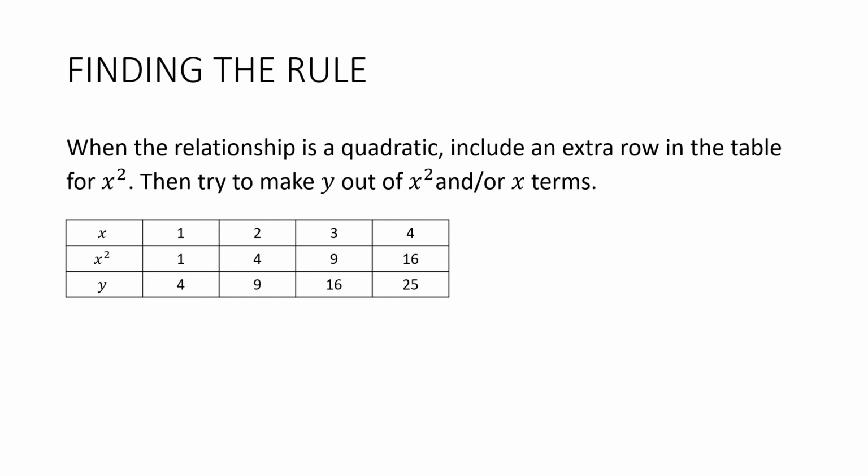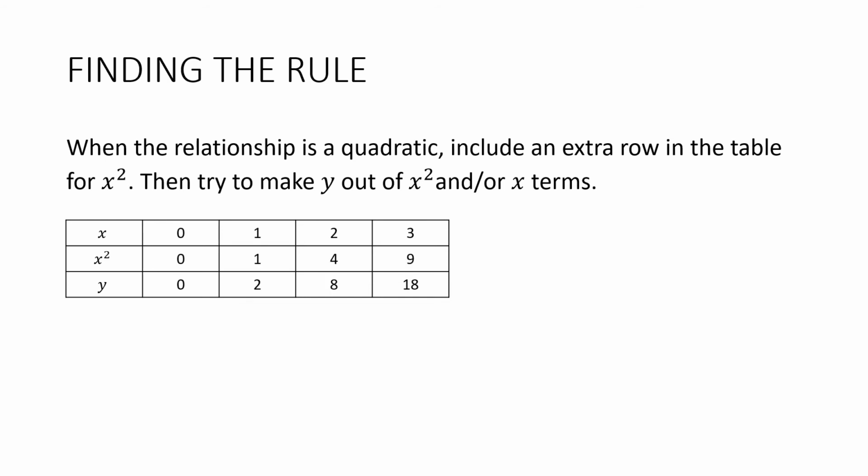Here's another one. Here I've got 1, 4, 9, 16, but with y I've got 4, 9, 16, 25. It's shifted along this way. So this here is not 1 squared, it's 2 squared. This one here is not 2 squared, it's 3 squared. And this one is 4 squared. So if I add 1 to the x and then square it, I've got my y. Here's the answer. Y is equal to x plus 1 all squared.